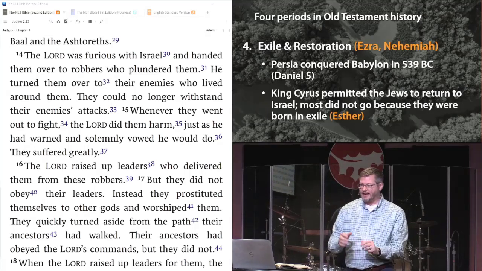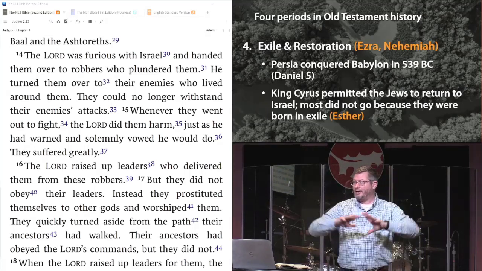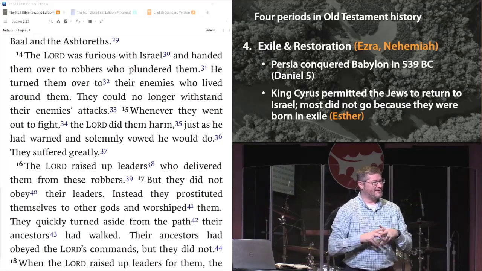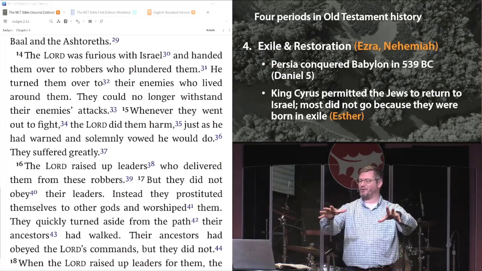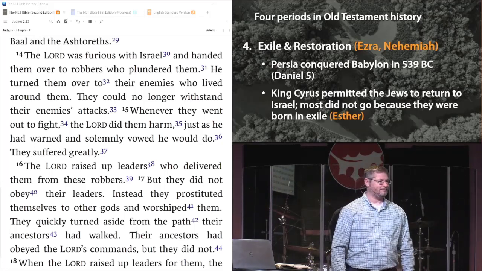And that year, Cyrus, the king of Persia, said, you can go back to your country. You can go back to your family lands. You can restore Jerusalem. You can rebuild. You can do all of that.